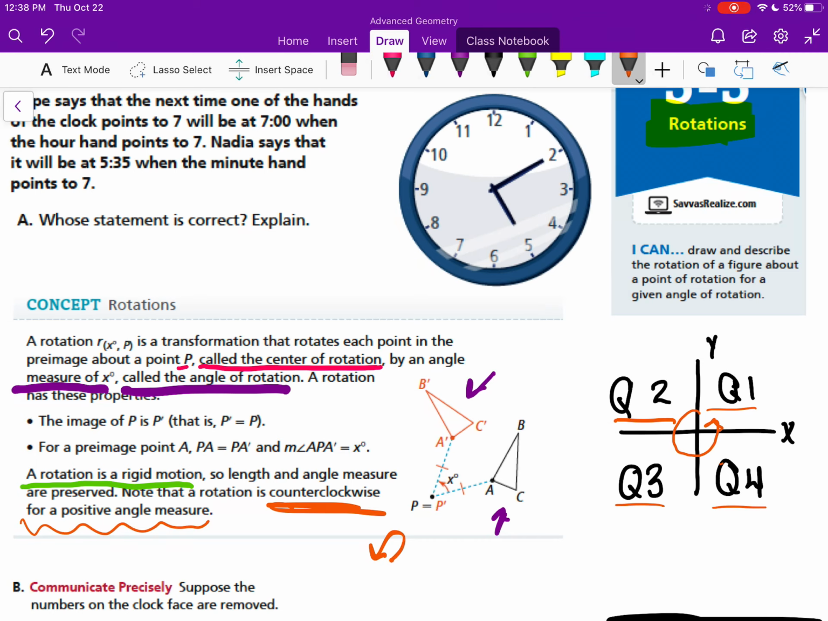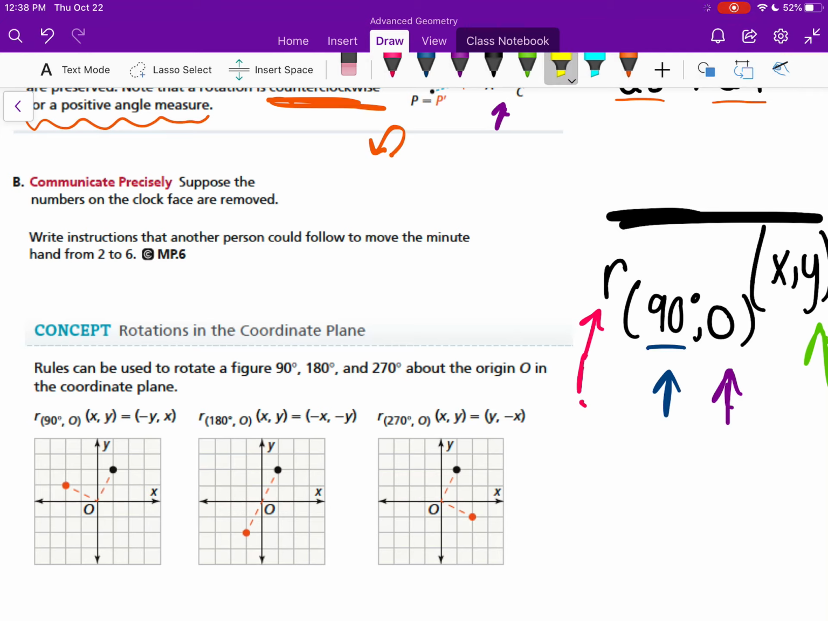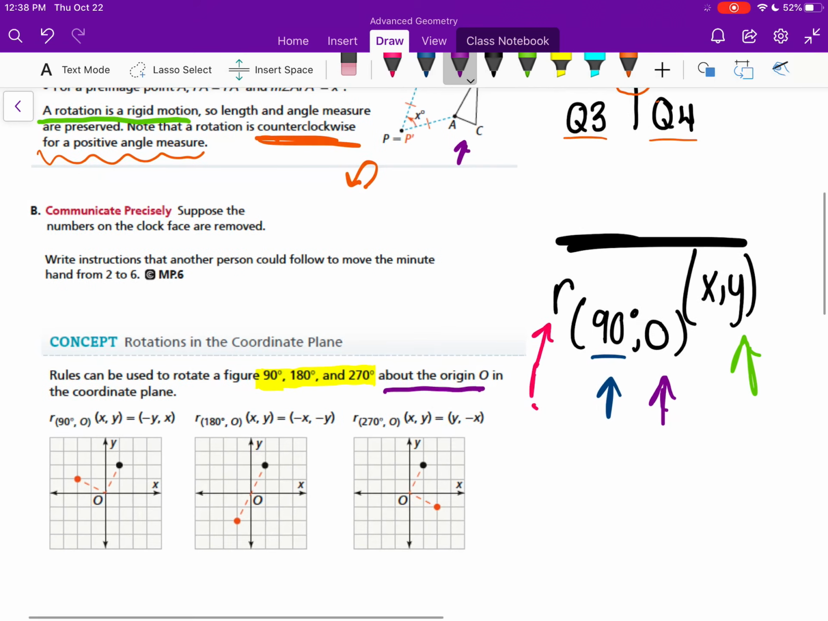Under part B, let's write some important rules for very common rotations. We have 3 common rotations that we'll use, such as 90 degrees, 180, and 270 about the origin. And there are 3 rules we're going to write down, but first we need to know how to read this notation. So if you see in this example right here, we have this notation, and off to the side, I want you guys to write what it represents.